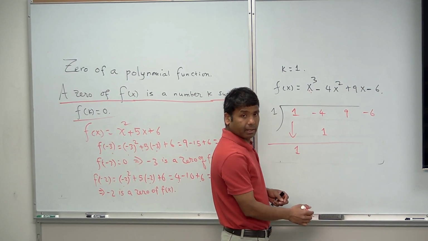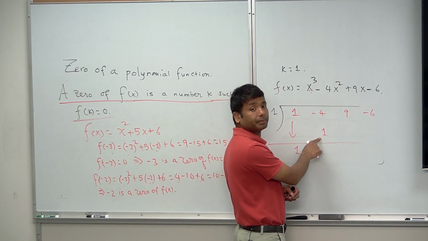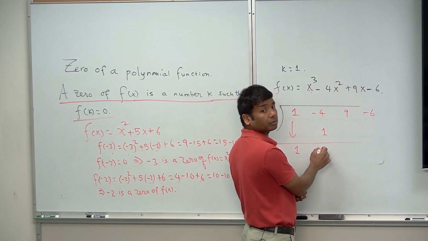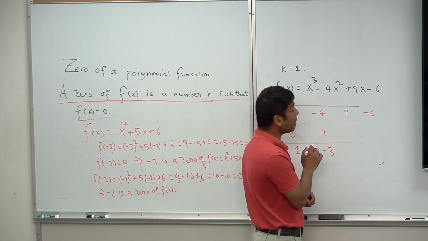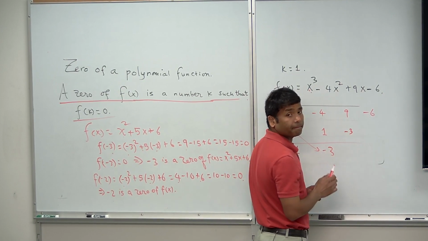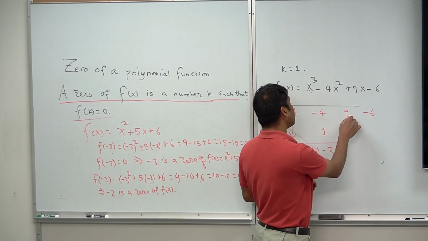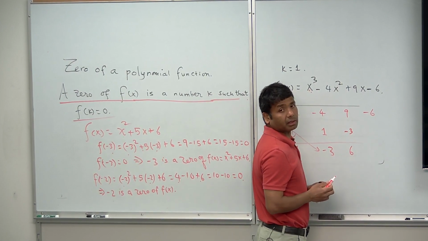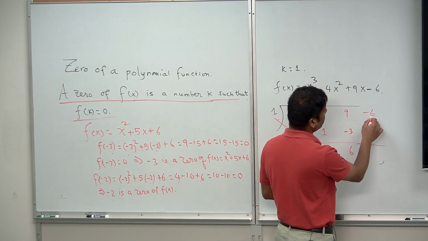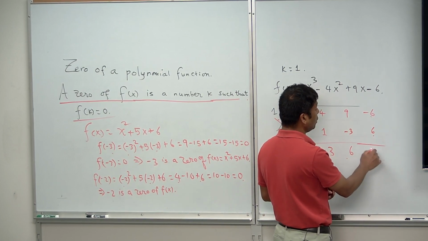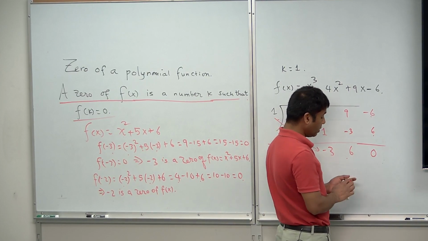1 here, right? So what is negative 4 plus 1? Negative 3. And you multiply. What is 1 times negative 3? Negative 3. Is that right? So what is 9 minus 3? 6. And what is 1 times 6? 6. What is negative 6 plus 6? 0.